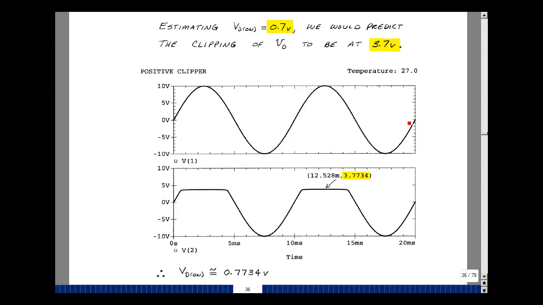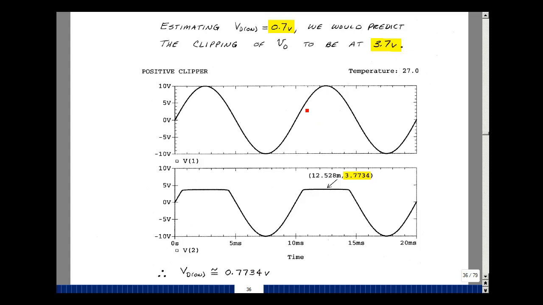Okay, so here's my outputs. I'm seeing them clipping, and it's at 3.7734 volts. Here at this instant of time, this is the x-axis, this is the y-axis. VD on would be this number minus 3, because we had a 3-volt reference. VD on is 0.7734. What's happening here is our circuit's clipping off everything above 3.7734 and literally throwing it away.